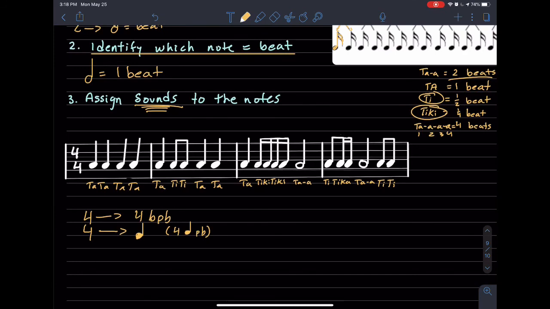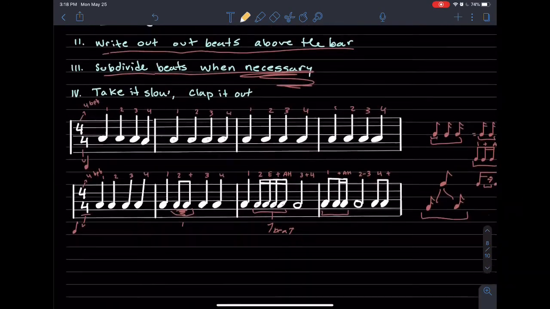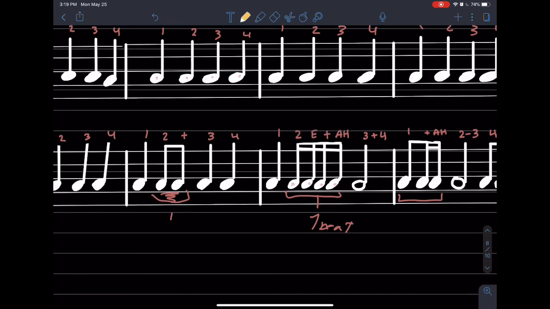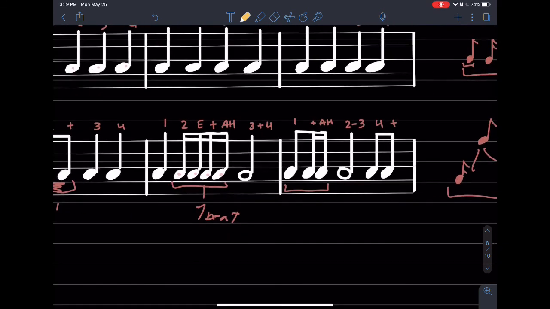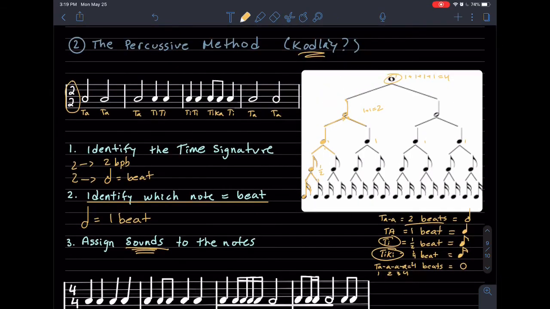One more time, maybe a little bit faster. 1, 2, ready, go. Ta, ta, ta, ta, ta, ti, ti, ta, ta, ta, tika, tika, ta, ti, tika, ta, ti, ti. All right. Using our percussive method, it sounds exactly the same as it did using the subdivision method: 1, 2, 3, 4, 1, 2 and 3, 4, 1, 2 and a 3, 4, 1, 1 and a 2, 3, 4, and. It sounds exactly the same, except we're using our mouth to make percussive sounds. I think this is much more intuitive.